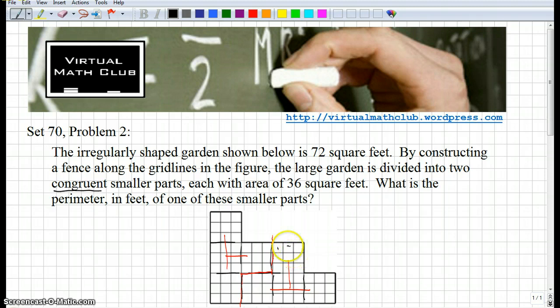So let's figure out what the perimeter is. We have 3 feet along here, 3 feet along here, 3 feet along here, 3 feet along here. Along this whole length we have 9, and then we have 3, and 3, and 3. If you add that all up, looks like we've got 7 times 3, which is 21, plus 9. So that gives us 30. So the perimeter of either one of these parts of the garden is 30 feet.